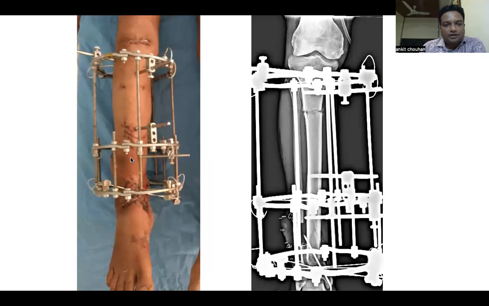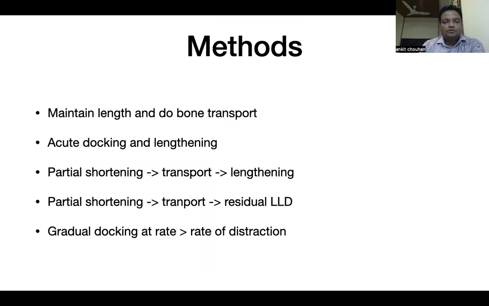So if there are any problems like vascular compromise or skin wound adhesions, distraction can be done at the docking site. There are various methods and combinations which can be used depending on the case and the clinical presentation. One can maintain the length and do a bone transport, or one can do acute docking and do a lengthening at a different osteotomy site, or one can do a partial shortening and then do a transport. And once the docking is achieved, one can continue on with the lengthening.